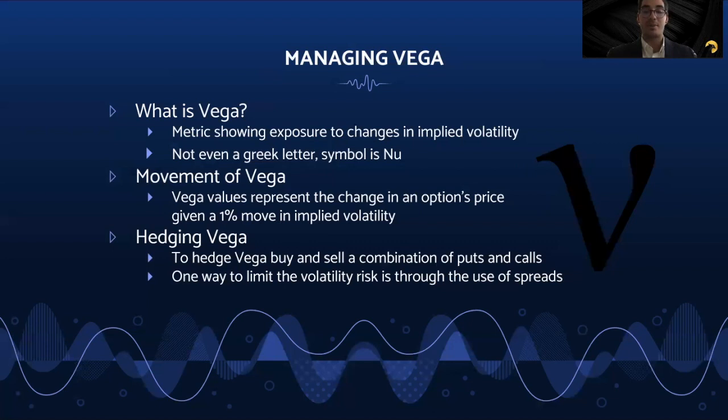Vega values represent the change in an options price given a 1% move in implied volatility, all else equal. To hedge Vega, it is necessary to use a combination of buying and selling puts and calls. A good way to limit volatility risk is by using spreads.